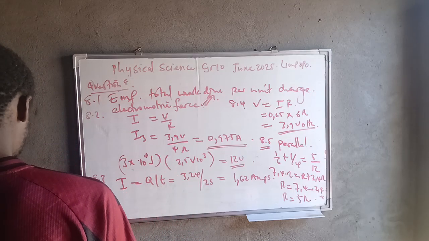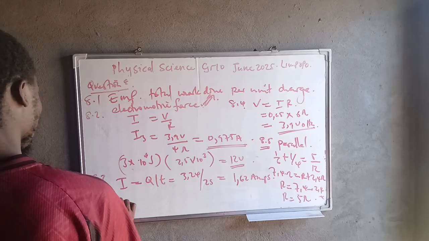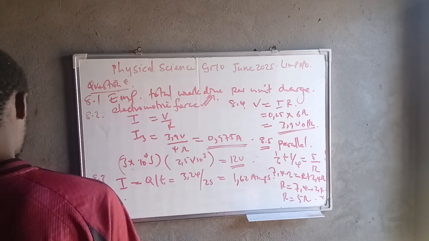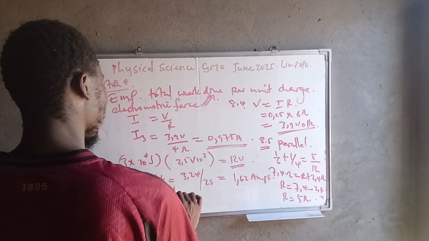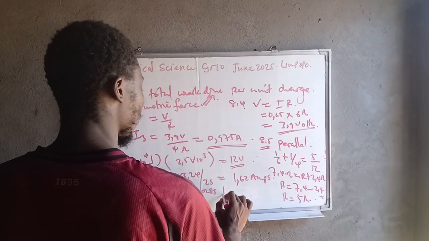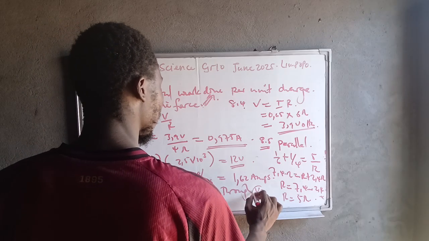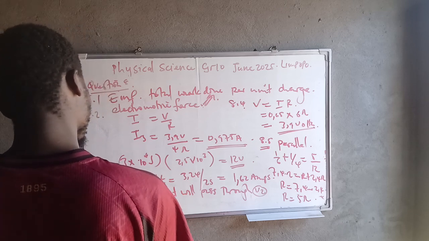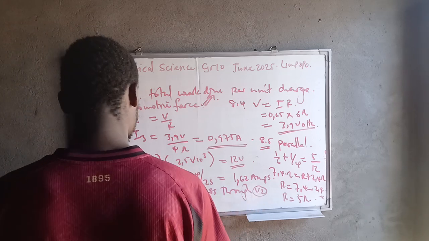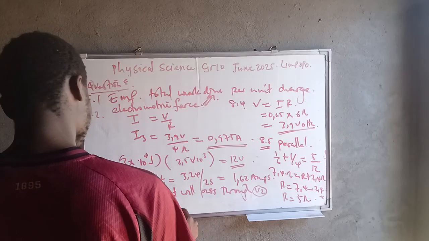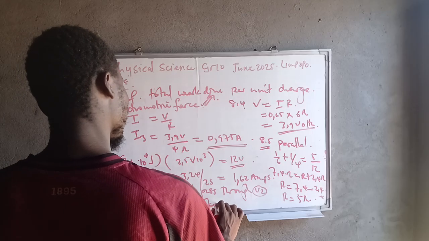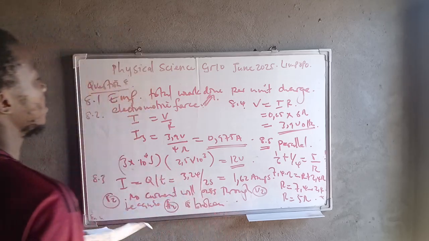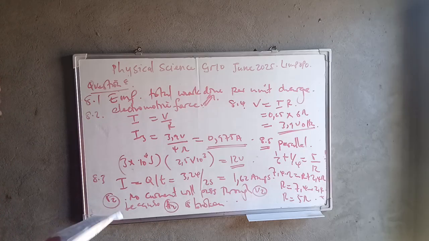Then what will be the reading on V2? We're saying no current will pass through V2, so the reading will be 0 on V2 because A2 is broken. So that brings us to the end of the June 2025 Physical Science Grade 10 paper from the Limpopo Province.